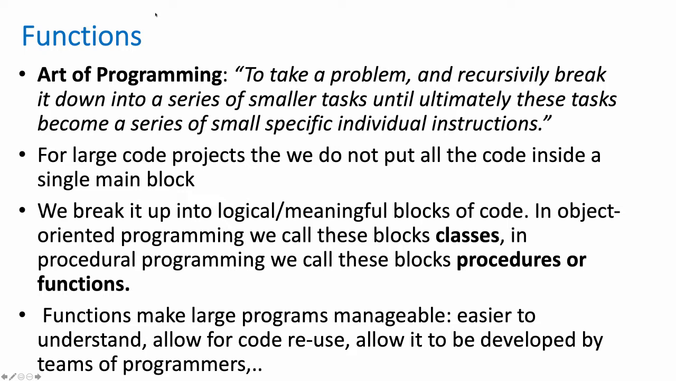Now, for large projects, we do not put all the code inside a single main block. We break it up into logical, meaningful blocks of code. In object-oriented programming, we call these blocks classes. In C, these blocks are functions, sometimes called procedures. Functions make large programs manageable. They're easier to understand, they allow for code reuse, and they allow programs to be developed by teams of programmers.